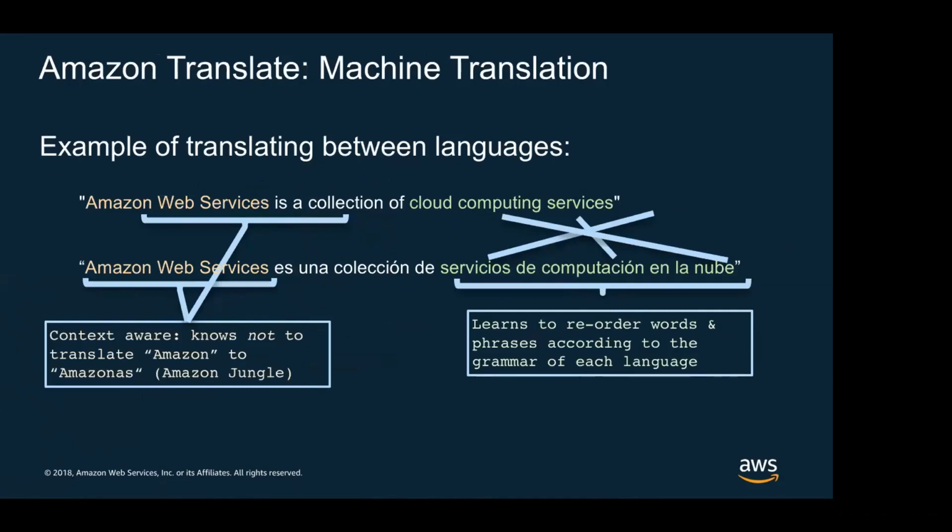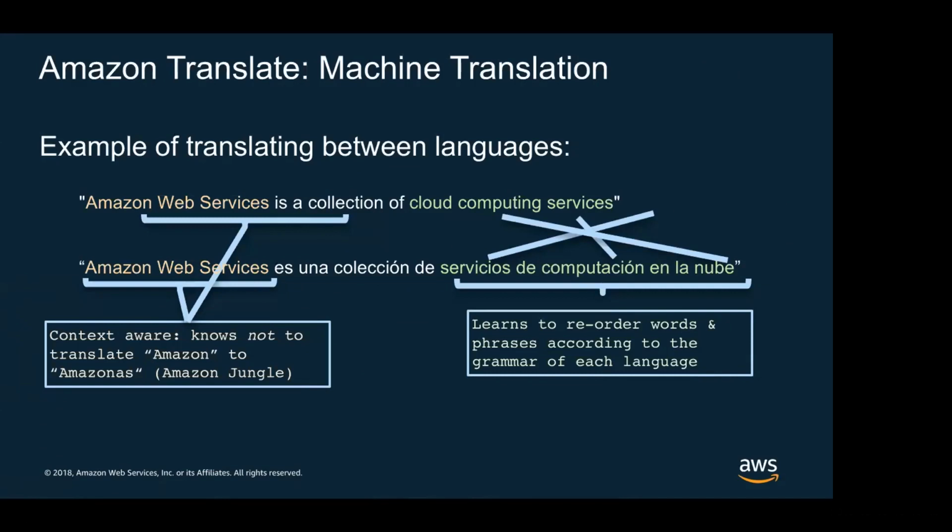Sometimes you have a word, and we cannot use word-by-word translation. We need to know the context, because sometimes it depends on the language that we are talking. We need to reorder some words to make sense in the target language that we're going to use.